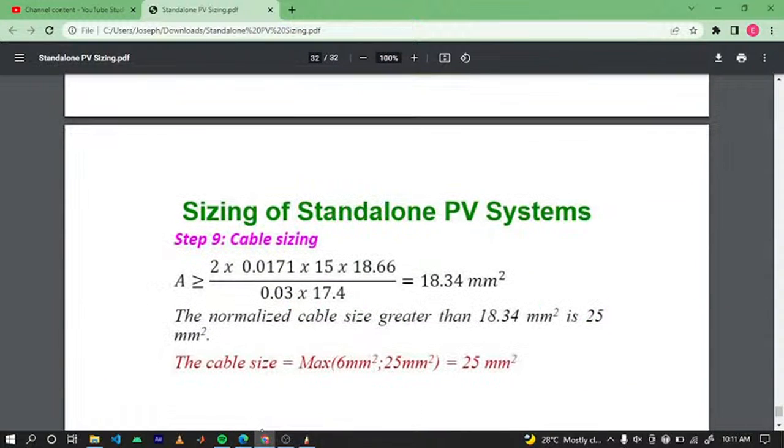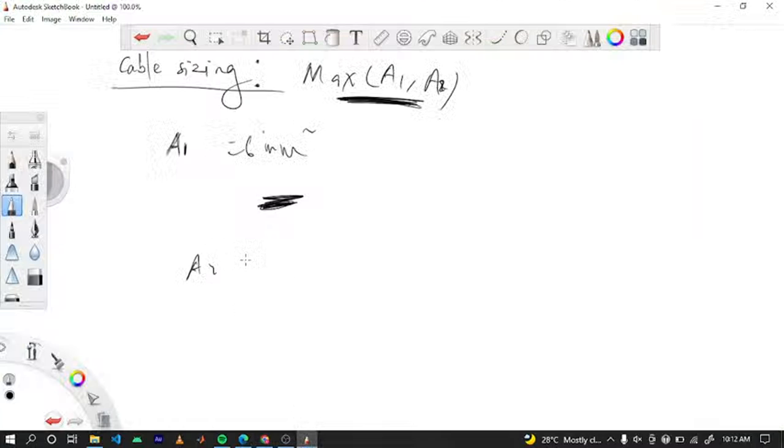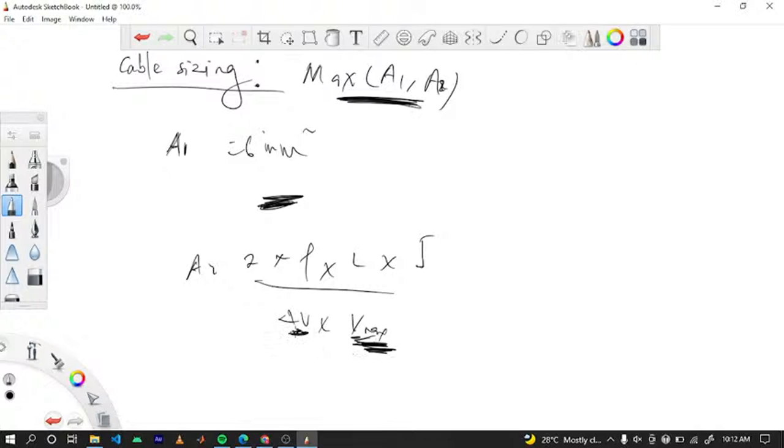So you put in the values. This is the resistivity of copper. This is an equation you're supposed to remember: A2 is given by 2 rho L I over change in V. This V is the V max on the data sheet of the PV array.